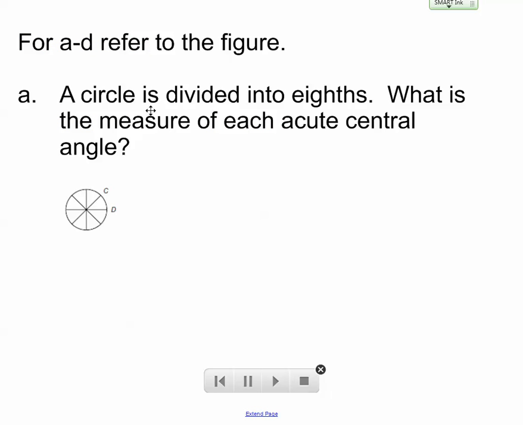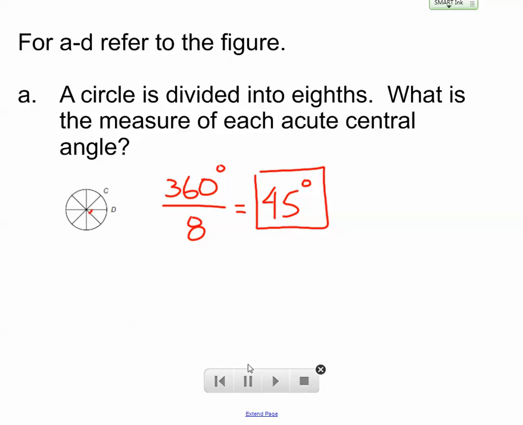It's divided into eighths. What's the measure of each acute central angle? In other words, what's the measure of each one of these angles right here? Well, that's easy. There's 360 degrees in a circle. You guys all know that. And we've got 8 central angles that are all equal, so we'll just divide by 8, and it's 45 degrees. So each central angle is 45 degrees.